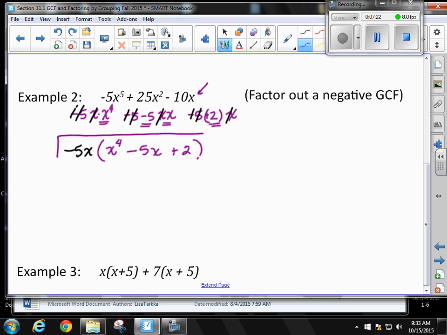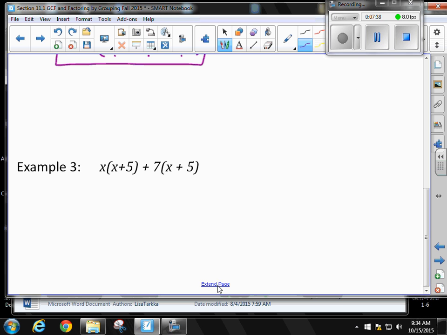And now my expression is completely factored. You always want to go back and look at what's back inside your parentheses to say, did I really take everything out that I possibly could? And when I look at what's left in my parentheses, x to the 4th and 2 have nothing in common. So I know it's completely factored.